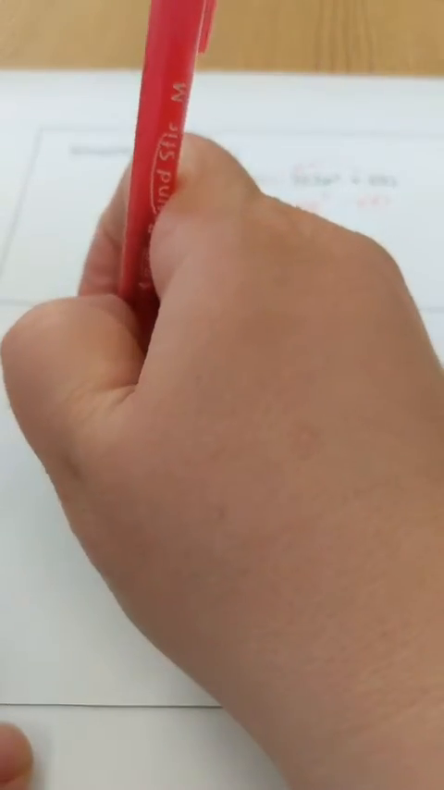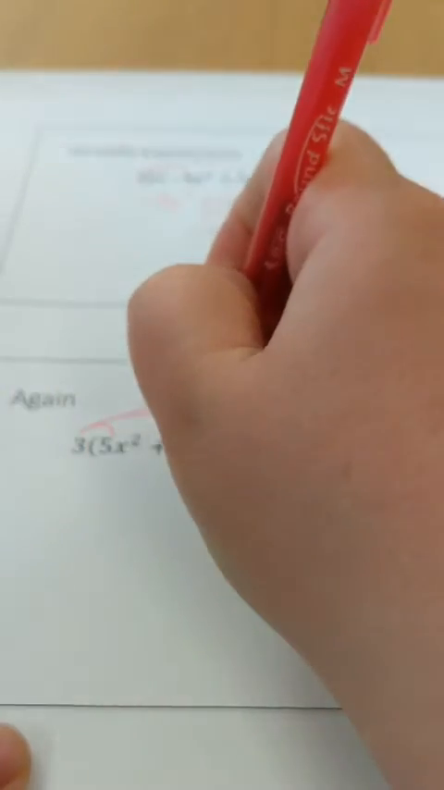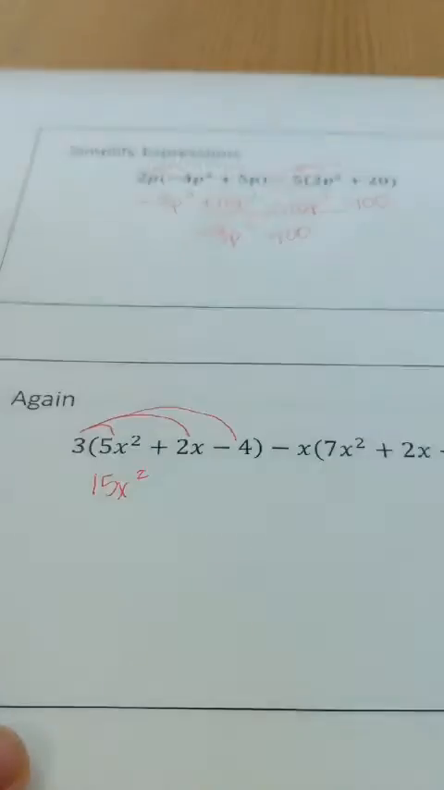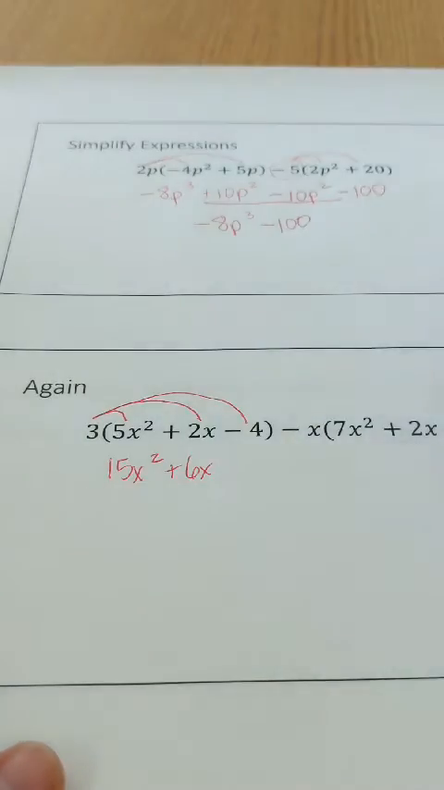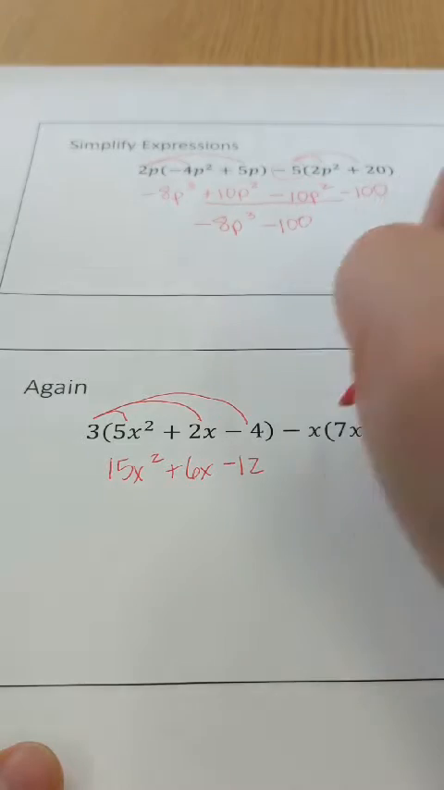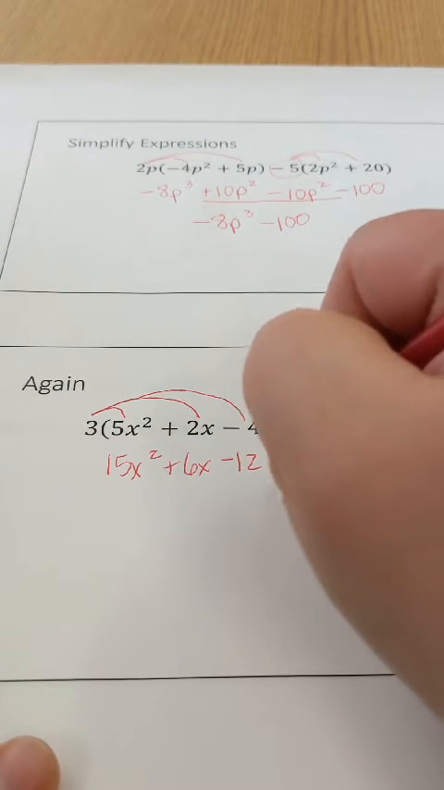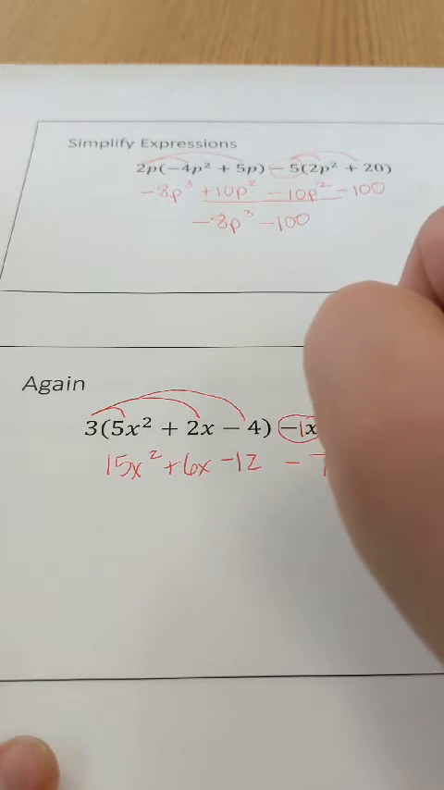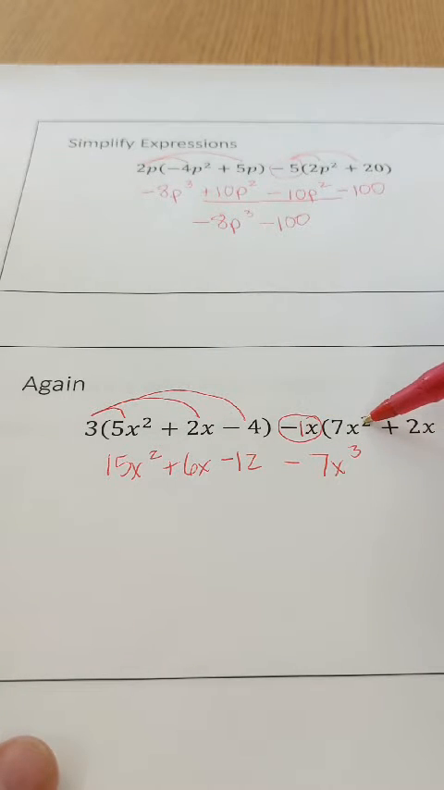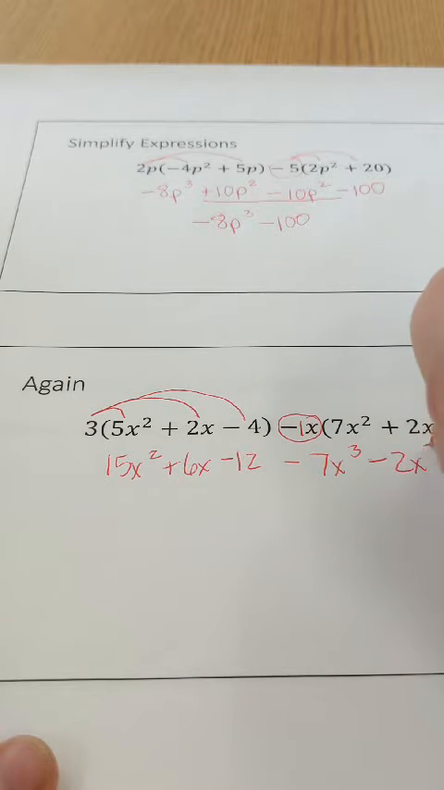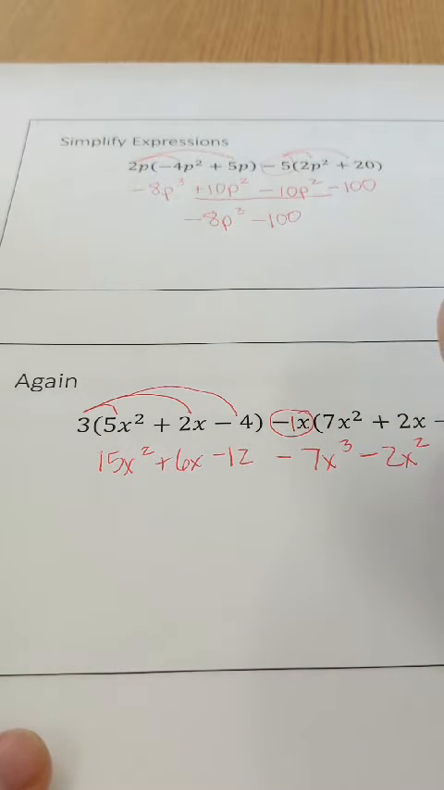So distribute. So we have 15 x to the second plus 6x minus 12. And again, this is a negative 1. So we have a negative 7x to the third, because there's 1 there and then 2 there. Then negative 2x to the second, and then positive 3x.